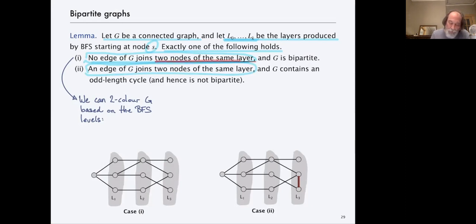If there's no edge between two nodes of the same layer, G is bipartite. And if there is an edge joining two nodes of the same layer, then G contains an odd length cycle, and therefore is not bipartite.